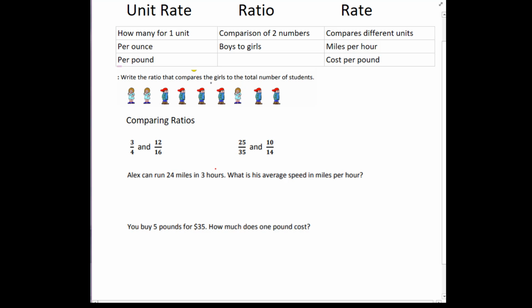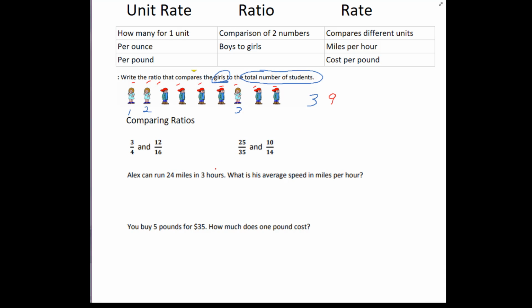So we want to know how many girls, compared to the total number of students. Let's see, how many girls do we have? Let's find out. There's 1, 2, 3 girls. So let's put that over here. There are 3 girls. We can write that several different ways, and we'll do that in just a second. Now we need to count the total number of students. There's 1, 2, 3, 4, 5, 6, 7, 8, 9 total students. So here's the total number, 9.